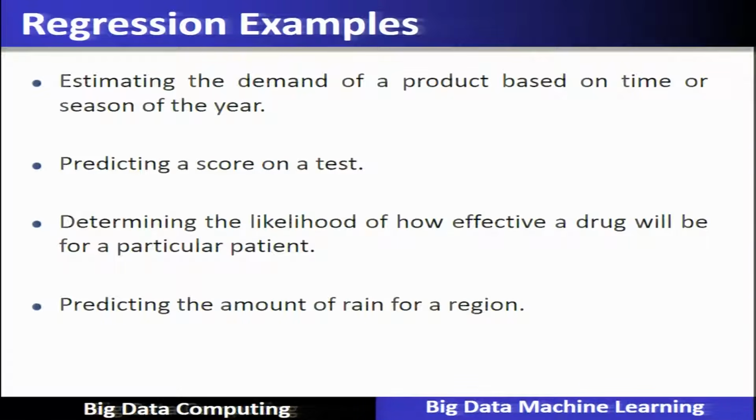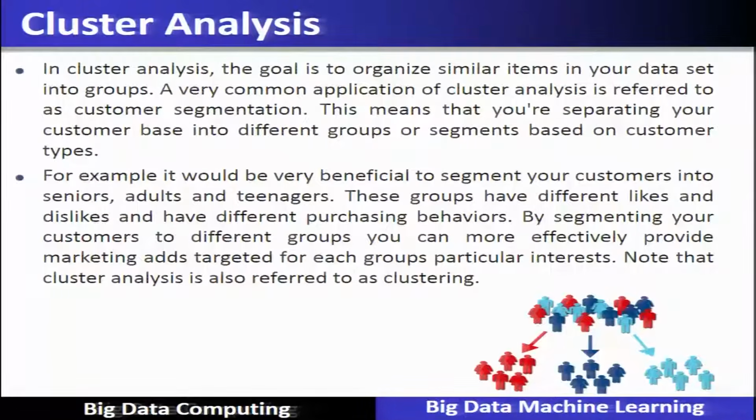Now, further examples of regression problems are estimating the demand of a product based on the time or season of the year, predicting the score of a test, determining the likelihood of how effective a drug will be for a particular patient, and predicting the amount of rain for a particular region. Now, the third category of machine learning is called cluster analysis.